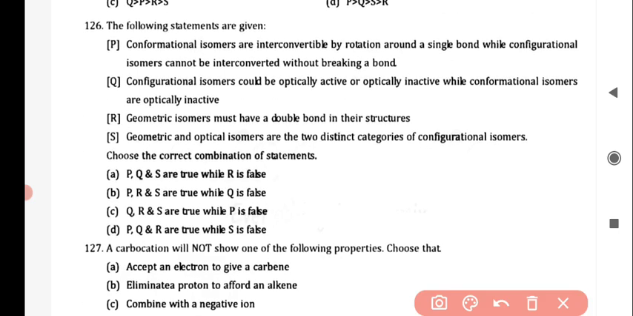Next question is, the following statements are given. P is, conformational isomers are interconvertible by rotation around a single bond, while configurational isomers cannot be interconverted without breaking a bond. Q is, configurational isomers could be optically active or optically inactive, while conformational isomers are optically inactive. R is, geometric isomers must have a double bond in their structures. S is, geometric and optical isomers are the two distinct categories of configurational isomers. Now choose the correct combination of statements. So the correct answer for this is option A, that is P, Q and S are true while R is false.